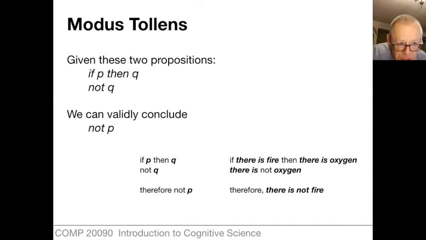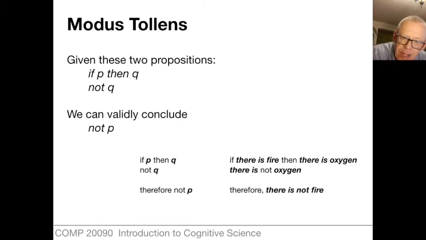Here, the first proposition we're going to consider is, again, if P, then Q. The second proposition, or the assertion, is different this time. It's not Q. And given those two, we can validly conclude not P.